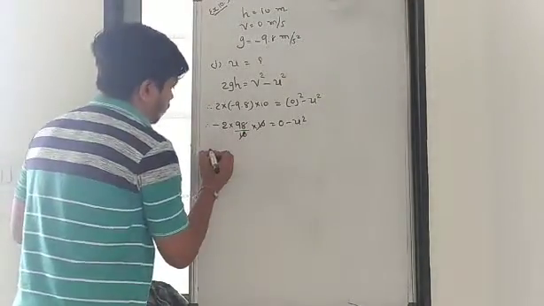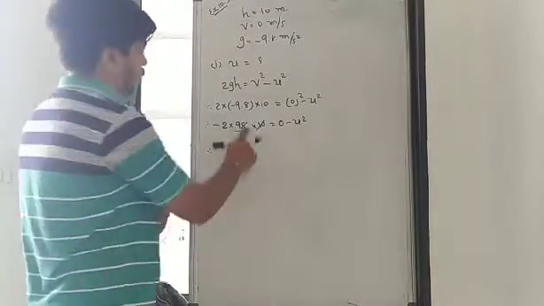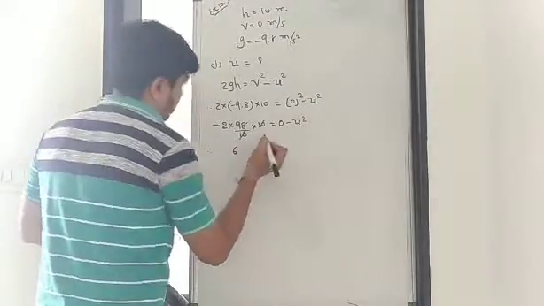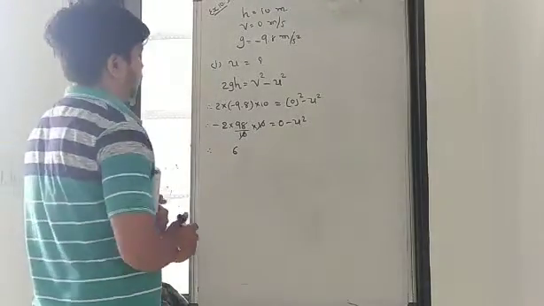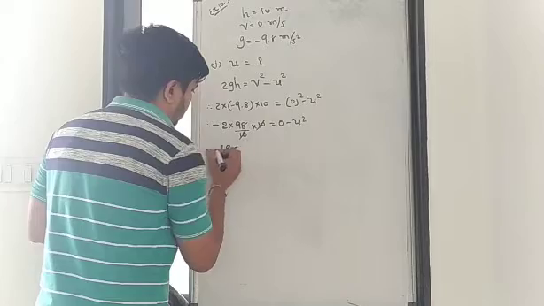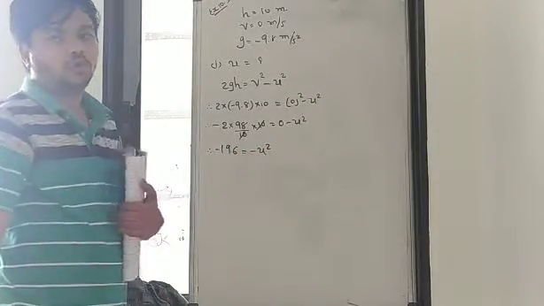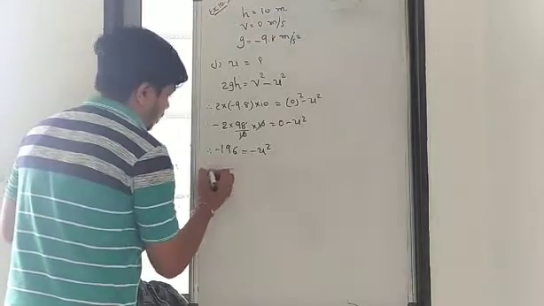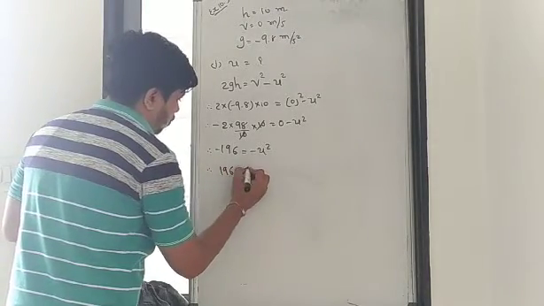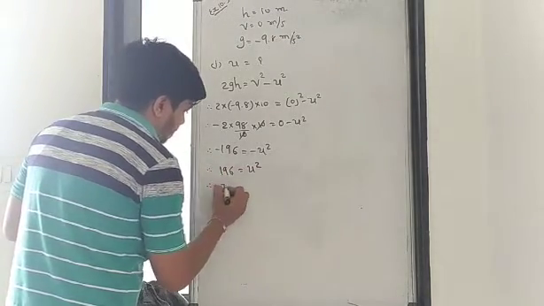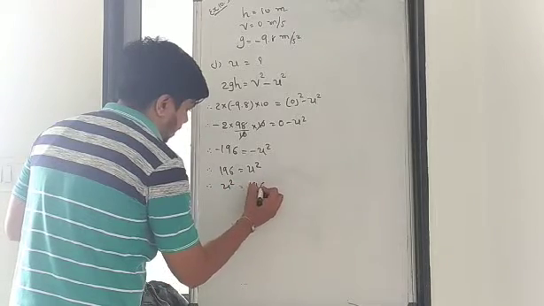Right? So what is the value of 98 times 2? 8 twos are 16, 1 carried. 9 twos are 18 and 19. It's 196 is equal to minus u square. Both the minus signs are cancelled out, so you get 196 is equal to u square. So you can say that u square is equal to 196.